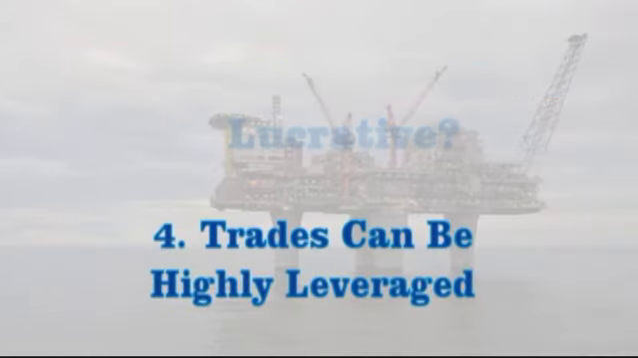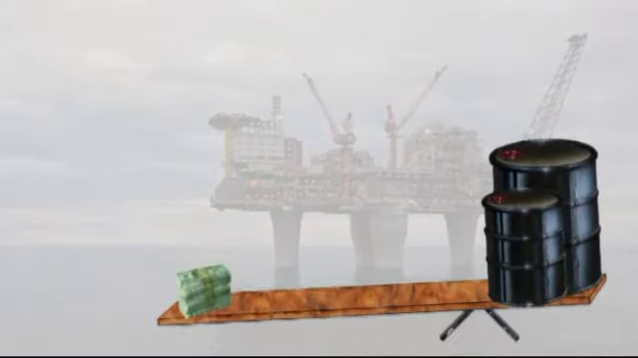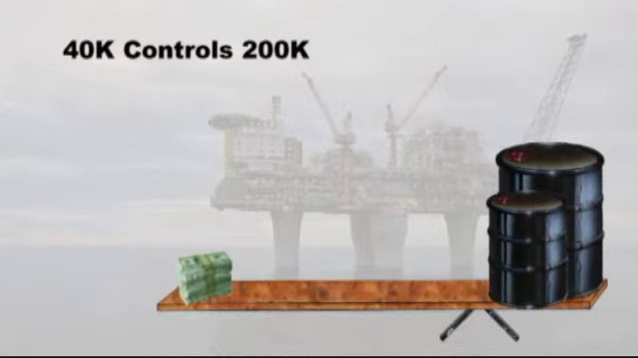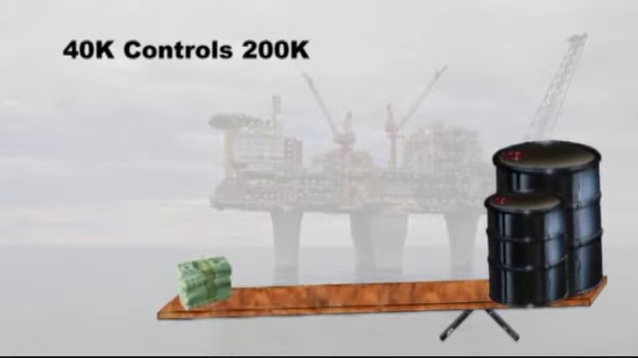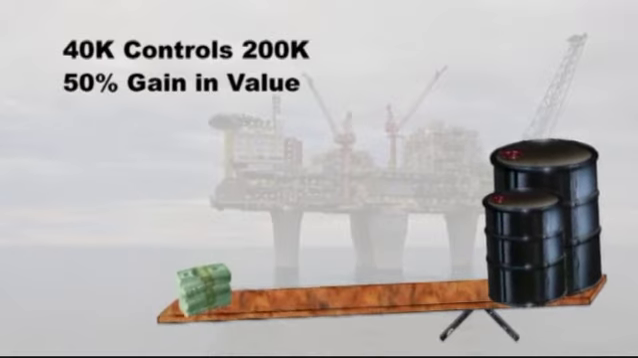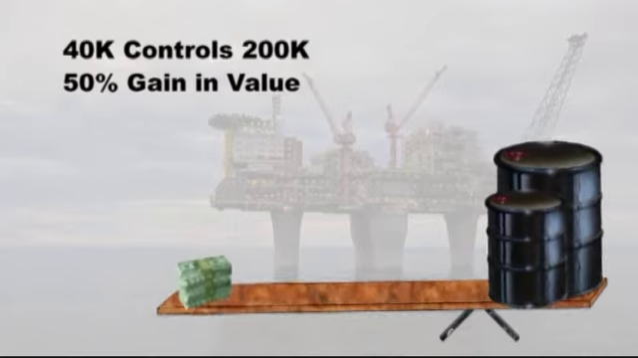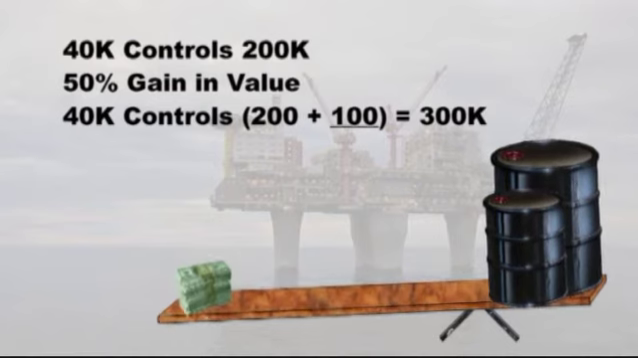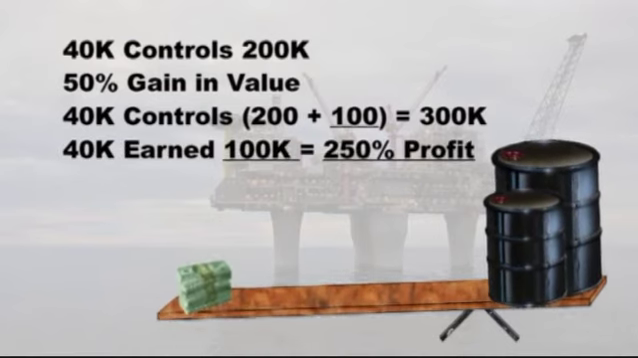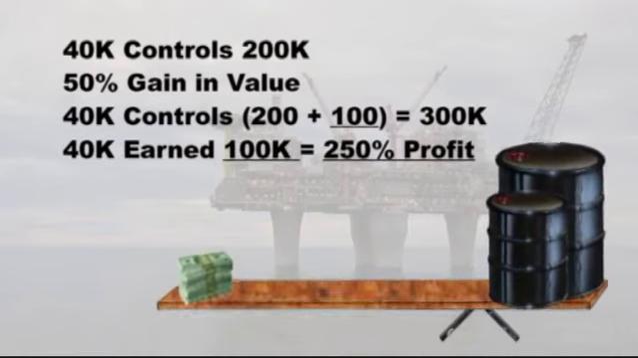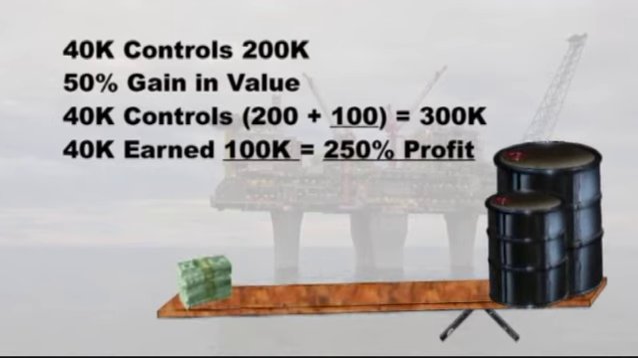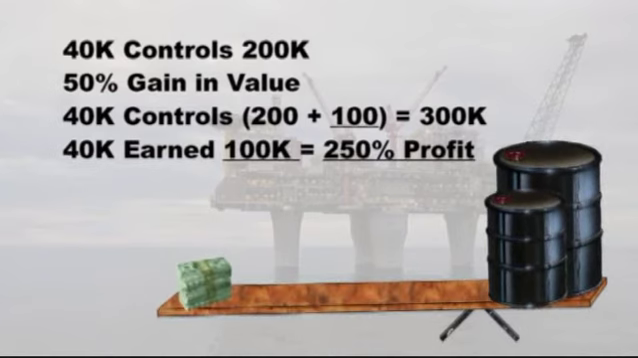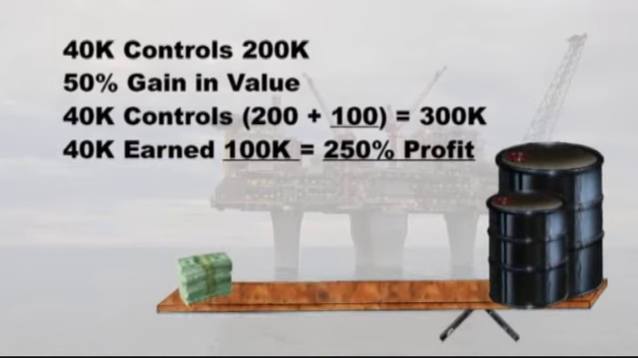4. Trades can be heavily leveraged. This is similar to real estate, where $40,000 down can control a piece of property worth $200,000. A gain in value of 50% means that $200,000 property is now worth $300,000. That's a $100,000 increase on an initial outlay of just $40,000, or a true gain of 250%. The same occurs in the alternative markets. Your portfolio can control more assets than you actually have in your account to create substantial profits.